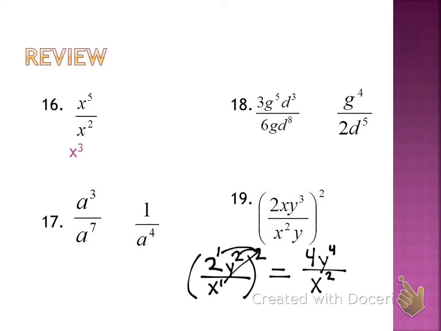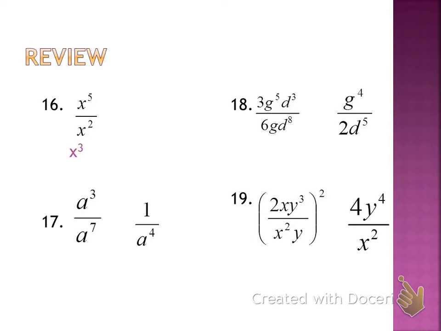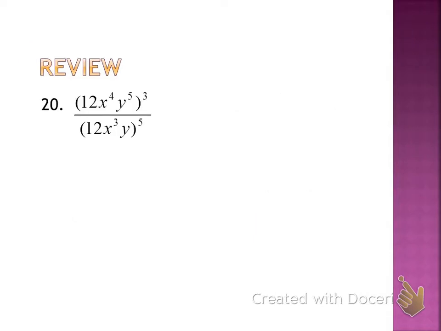Will you get the same answer if you distribute the 2? Yeah, if you did it the other way, you get 4 x squared y to the 6th over x to the 4th y to the 2nd. And then you should end up in the same spot. Yep. Still works. Questions? Oh, there's a magical answer that pops up. All right, here's number 20.